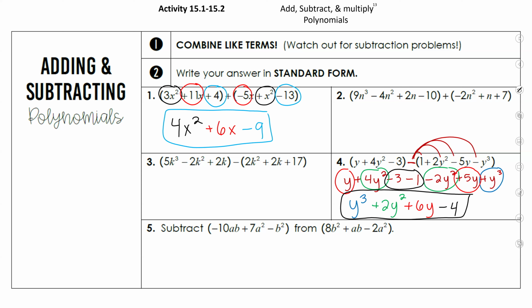So that is how you add or subtract polynomials. Remember, whenever you're subtracting, this negative sign goes to every single thing. So the signs will change when you subtract something. So I'm going to let you guys try number 2, 3, and 5.